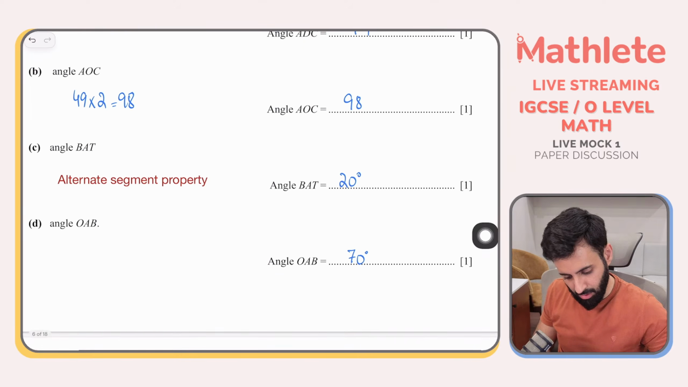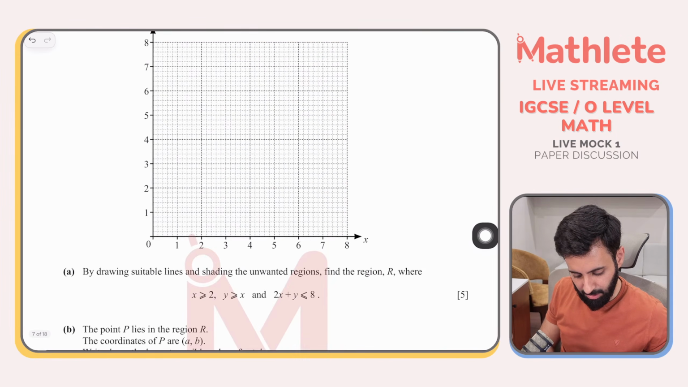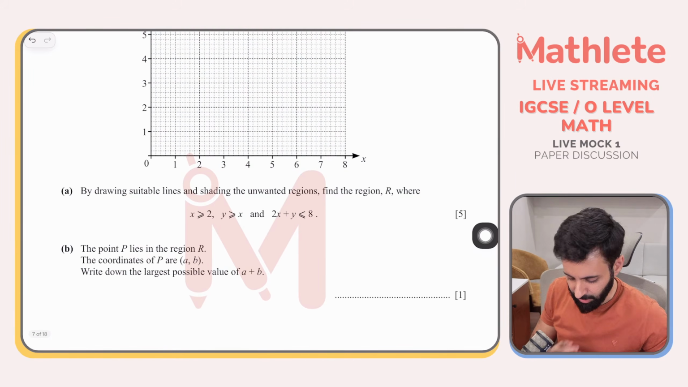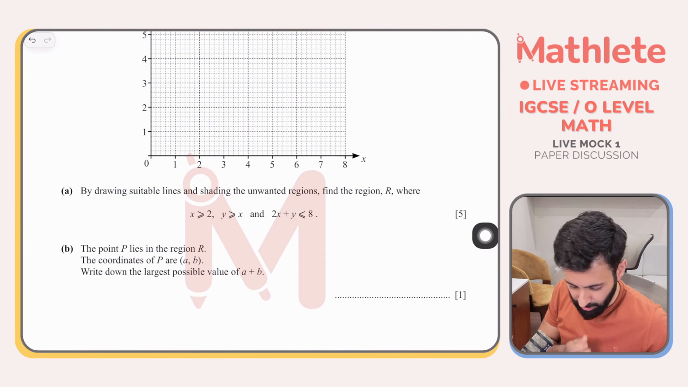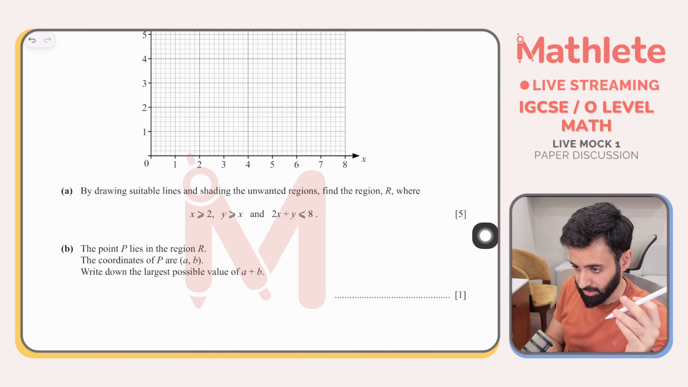Okay? Now, question number 8. By drawing suitable lines and shading the unwanted regions, find the region R where x is greater than or equal to 2, y is greater than or equal to x, and 2x plus y is lesser than or equal to 8.